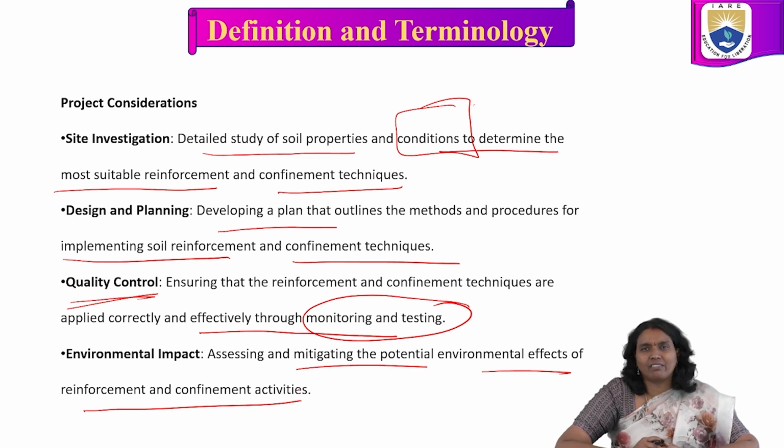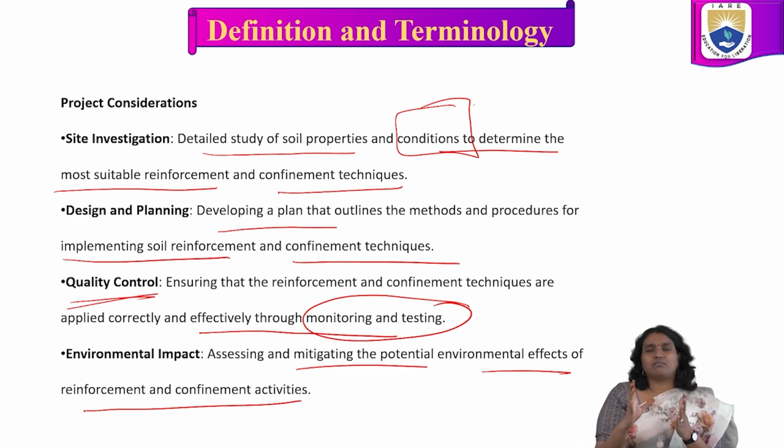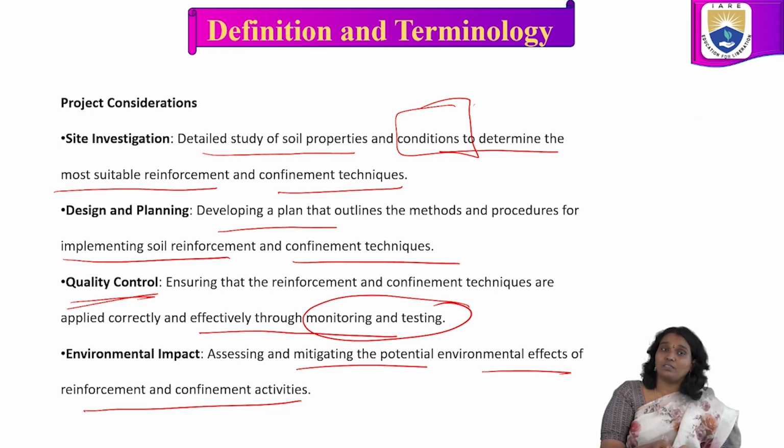So in these environmental impacts, assessing and mitigating the potential environmental effects of the reinforcement and confinement activities, according to this we have to understand the various assessing and mitigating potential environmental effects of the reinforcement. So these are all the various project considerations which we are going to understand. So overall, various definitions which are going to be involved in the soil reinforcement, soil modification, under various techniques which we use based on the categorization.